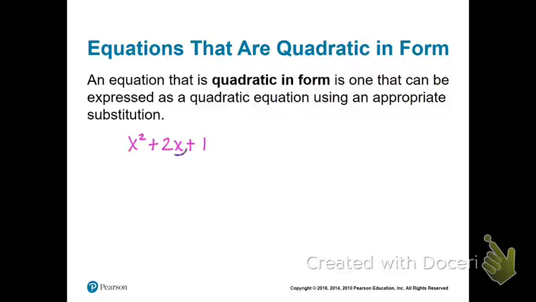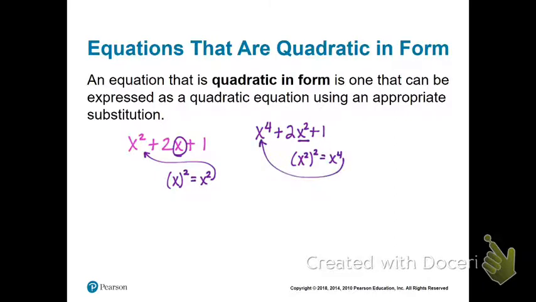But it's also because this middle variable right here, if I take it and I square it, I will get the variable of the leading term. Okay? So it doesn't matter if it was x to the fourth, I'm going to use the same coefficients here, plus 2x squared plus 1. This x squared right there, when I take x squared and I square it, that's x to the fourth. That's going to give me the variable of the leading term.